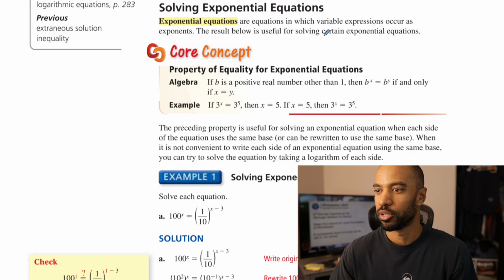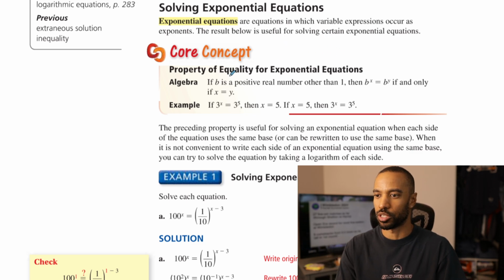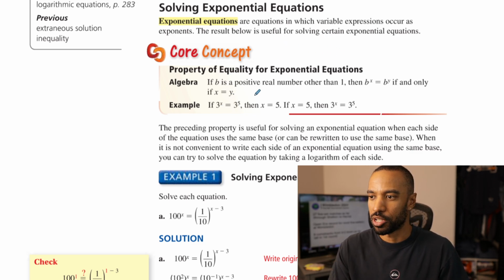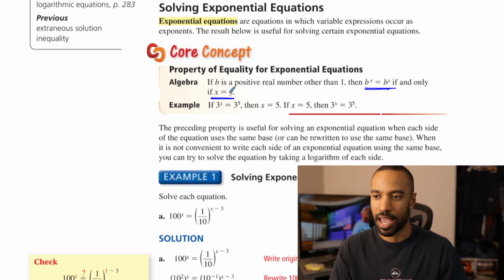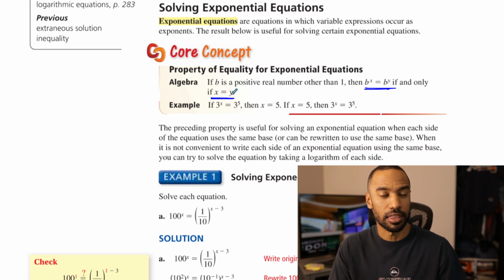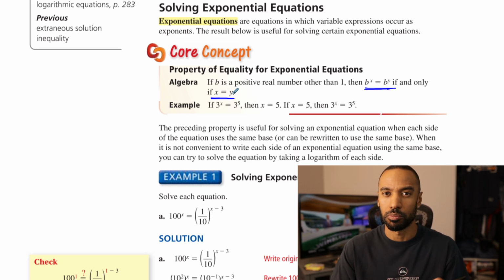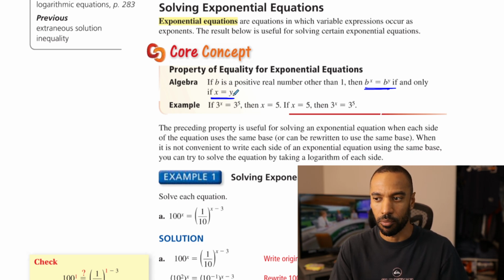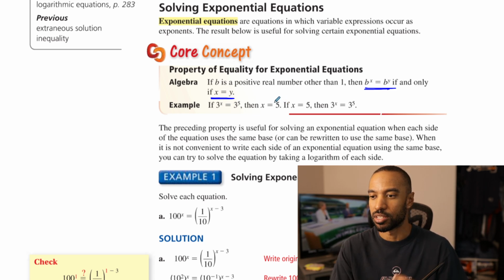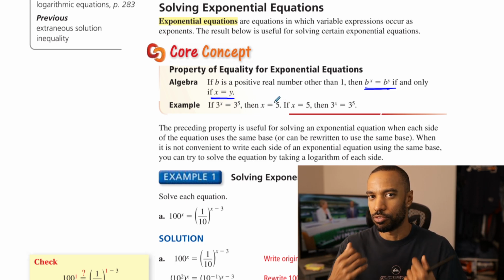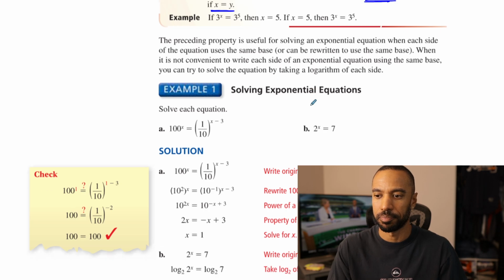The result below is useful for solving certain exponential equations. If you have matching bases, you can set the exponents equal to each other. If b to the x equals b to the y, then x equals y. So attempt to get those bases to match each other. They probably won't present themselves immediately that way, so we can do that. If 3 to the x equals 3 to the 5, the only way that that's going to work out is if x equals 5, right? That totally makes sense. So set the exponents equal to each other if you can match bases. That's the way we'll say it.